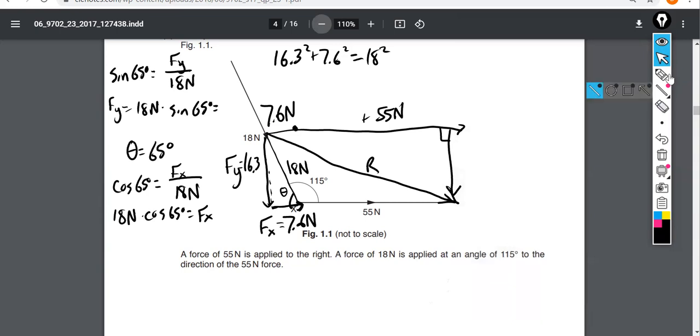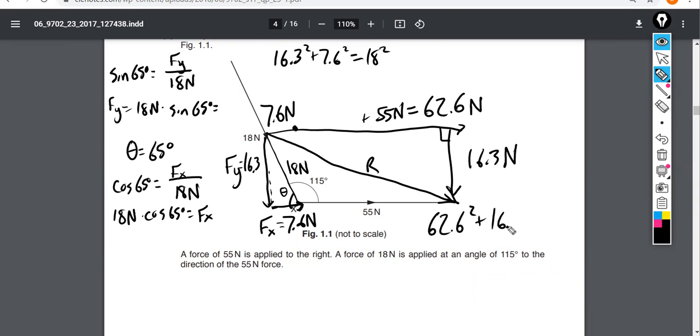Now let's solve this thing. So we know that this resultant R has a to-the-right component equal to, what's 55 plus 7.6? 62.6. And then the down component is this guy, 16.3 newtons, right? It all came from the down component of this 18 Newton force. And so now I use Pythagoras' theorem again: 62.6 squared plus 16.3 squared equals R squared.